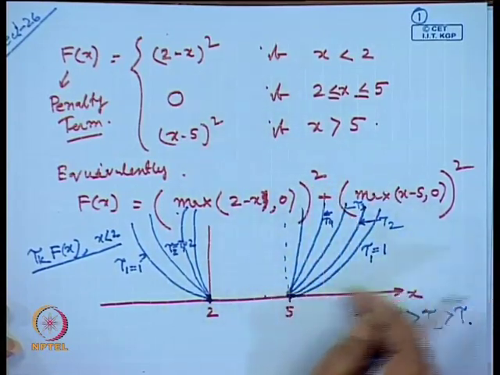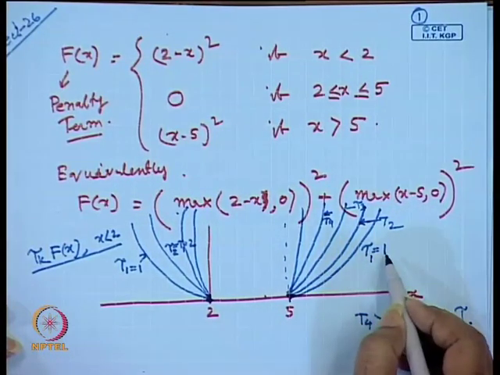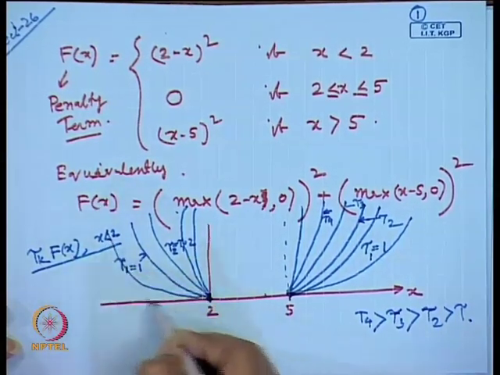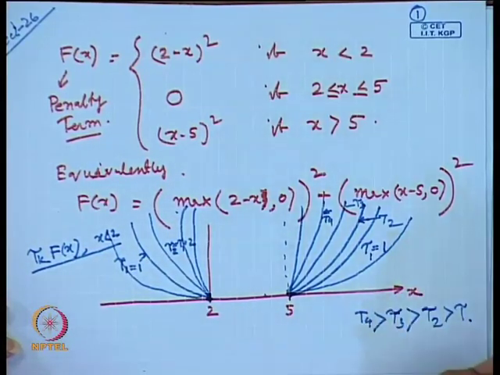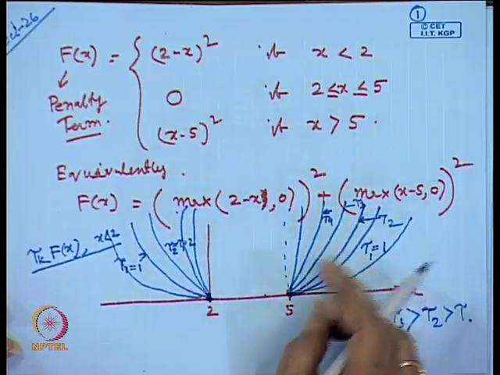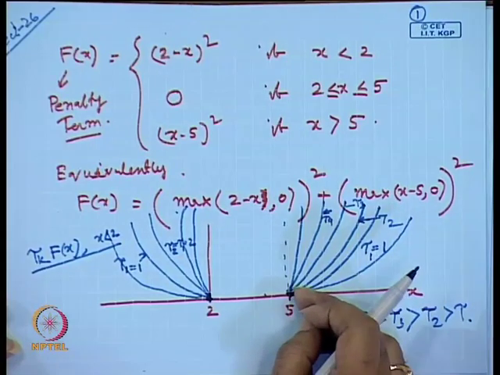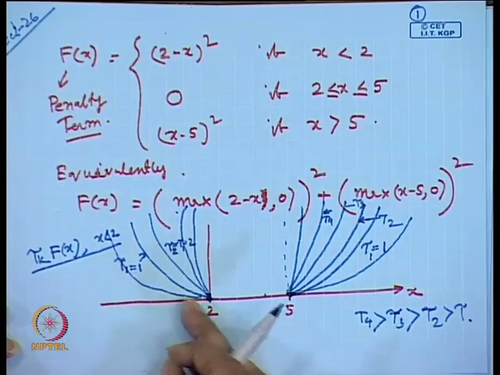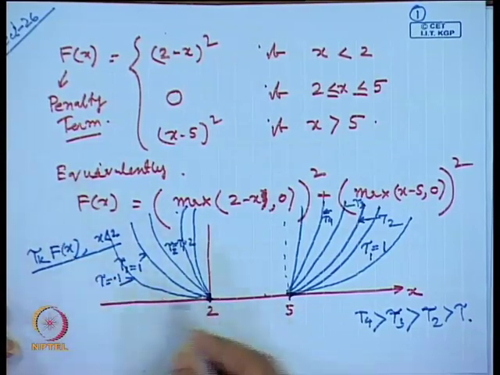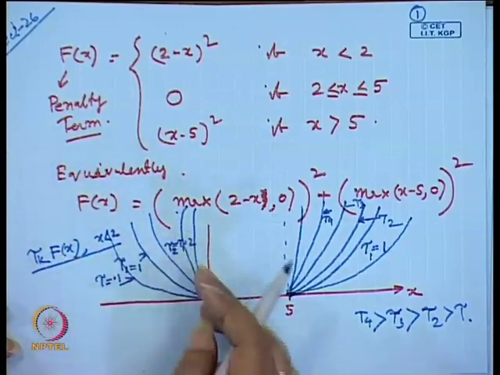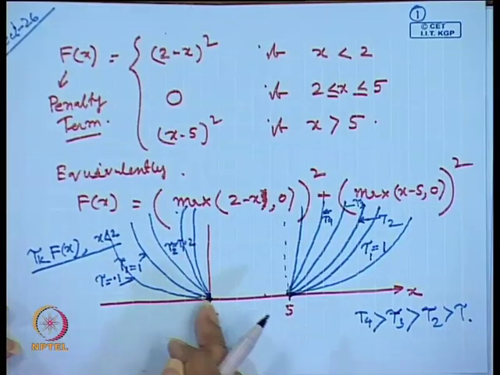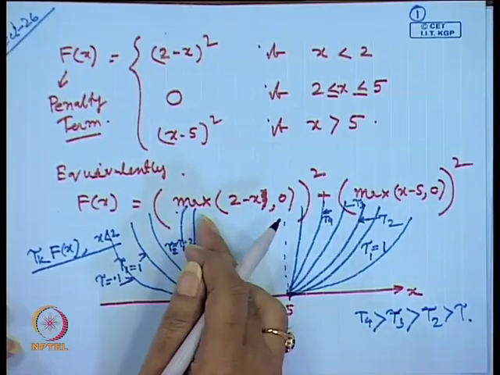When the tau value is very small, let us say tau is less than 1, it will be like this. Similarly here, tau less than 1 will be like this. So if you start with a very small tau value and increase it, approaching infinity, we are approaching the feasible region from the infeasible region. For tau of 0.1, we are away from the feasible region, and as you increase tau, we approach the boundaries of the feasible region.